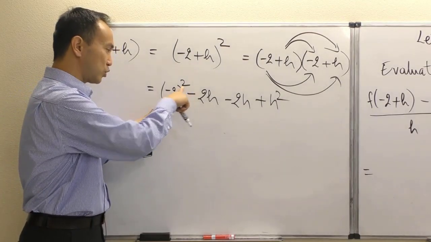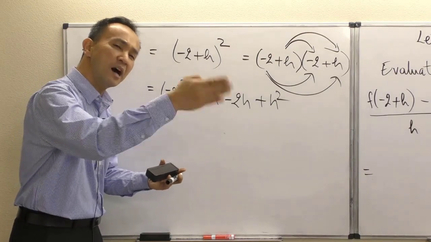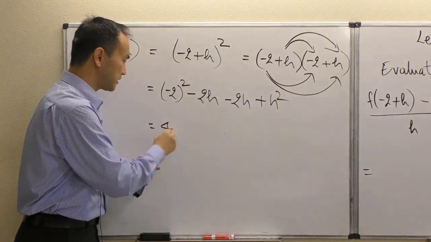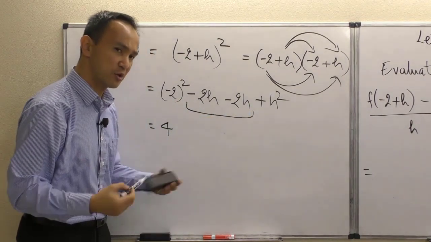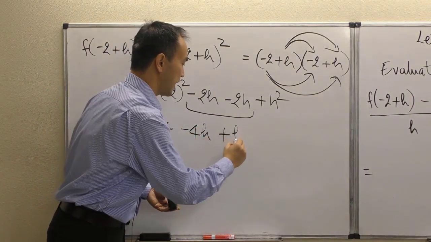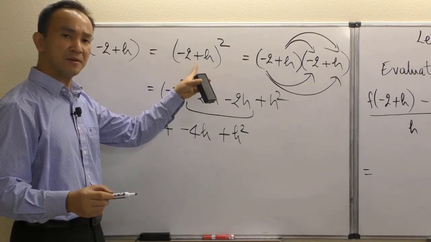And now I'm going to combine like terms, and also I will square that minus 2 right there. And notice how the square is outside of the parentheses. That means it's negative 2 times negative 2. Okay? And so in this case, it's a positive 4 for that term. These two terms are combined together because they are like terms. So minus 4h, okay, plus h squared. And so this is the end result of expanding that perfect square right there.